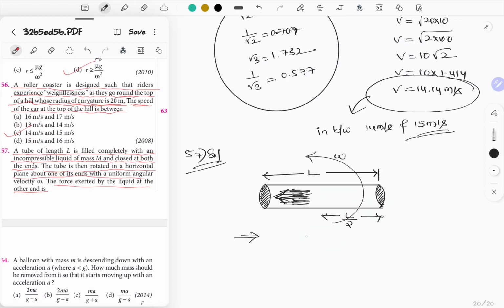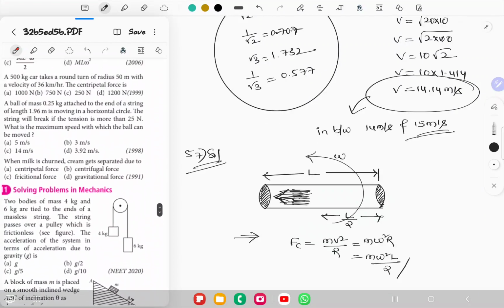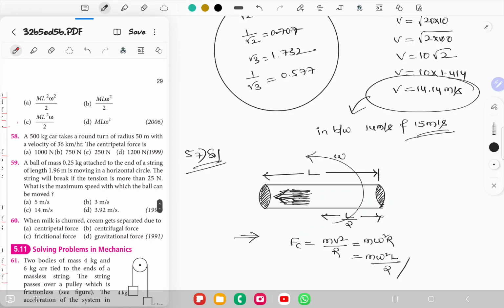So what's the formula for centrifugal force? That's the force with which that mass will move towards the left. Centrifugal force is equal to mv square by r, or else you can replace it as m omega square r, where r is L by 2 here. So the answer is going to be m omega square L by 2. So which option is matching for question number 57? Option B. M omega square L by 2. Let's move on to the next question.